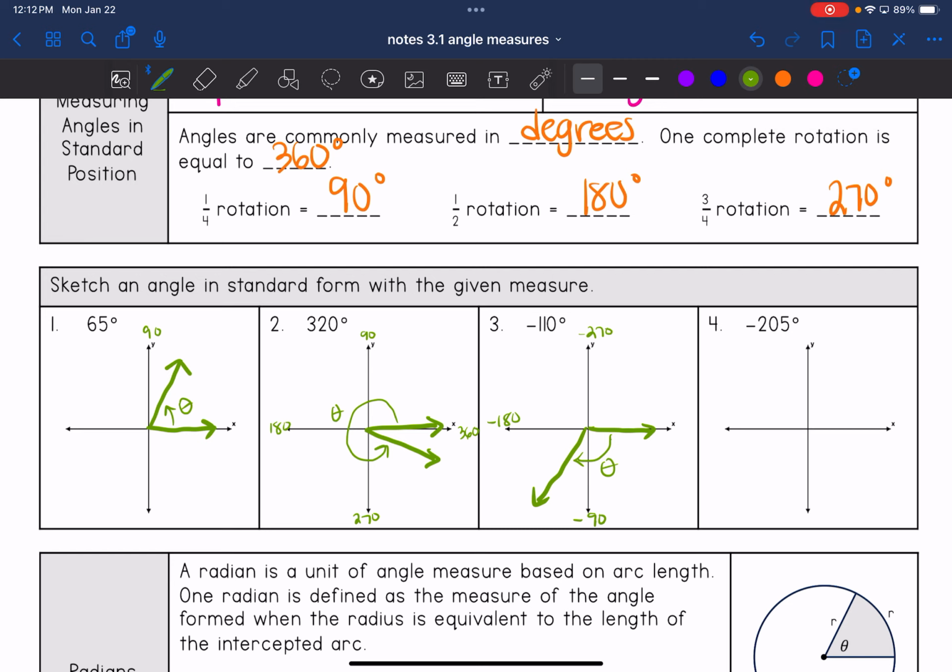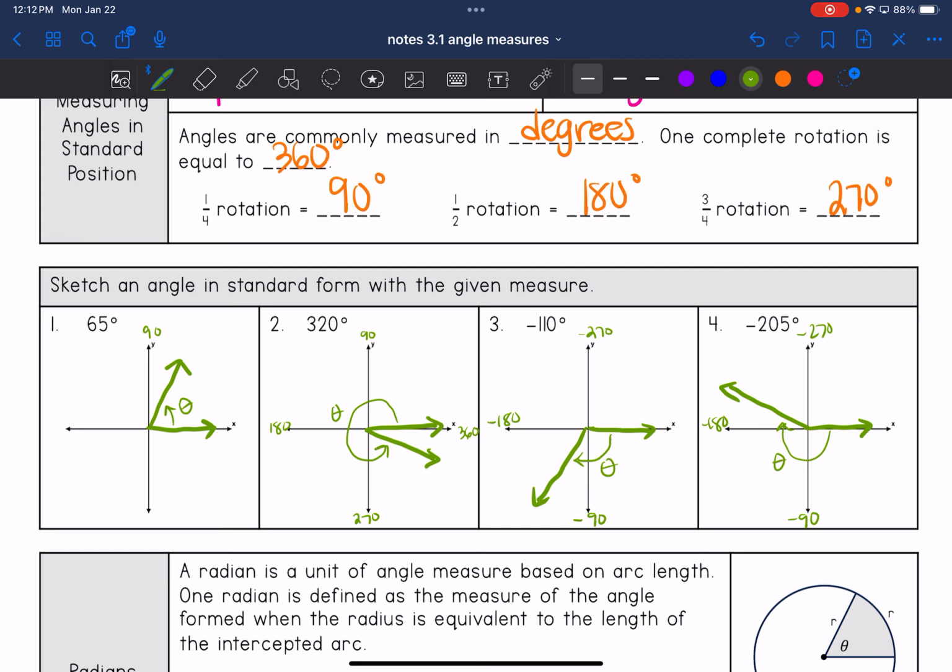Okay, and then the last one we have is negative 205. Initial side, we're going the negative direction, so this would be negative 90, negative 180, negative 270. Okay, so I'm going to stop there. 205 has to be somewhere in between these two. Something like that. So this part is my angle.